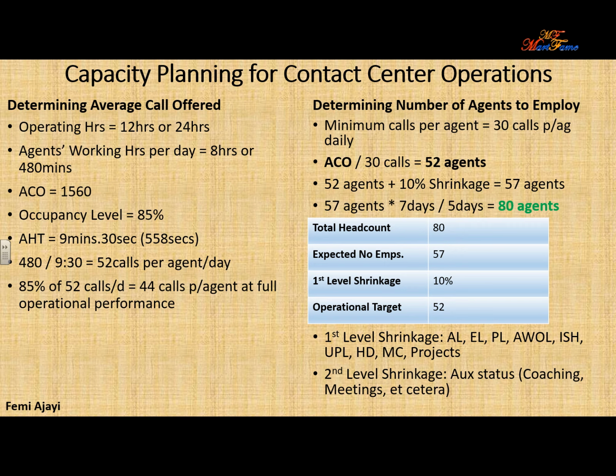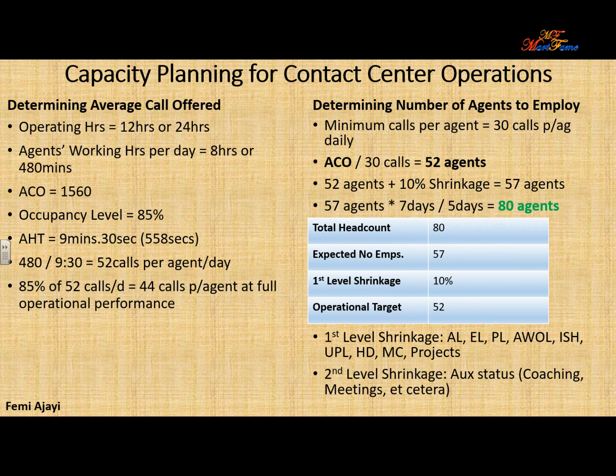Now, the normal working hours for agents will be 8 hours. Translate that into minutes, that will be 480 minutes. This is sample data for the average calls offered. That is the average number of calls that a contact center is receiving on a daily basis. Let's put that to be 1,560 calls on a daily basis.